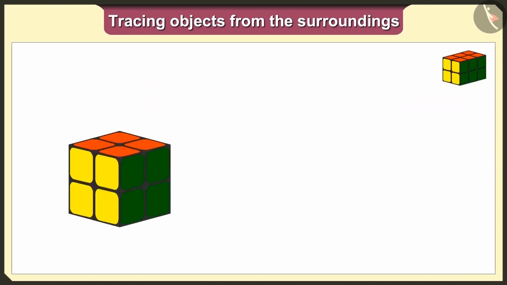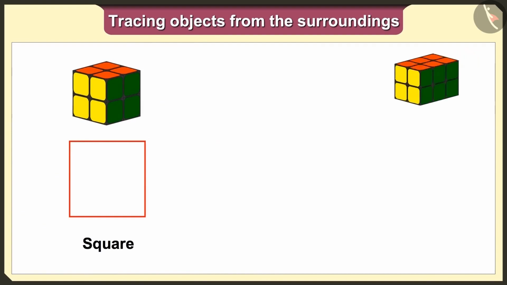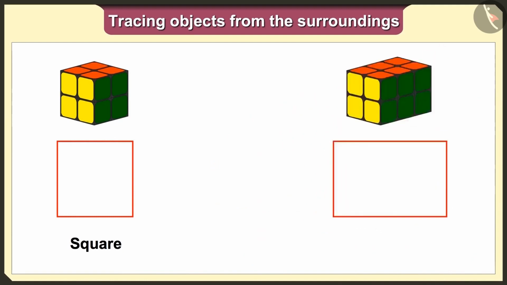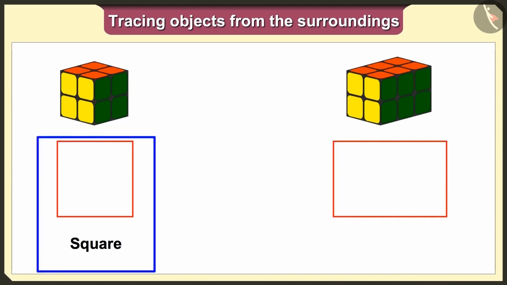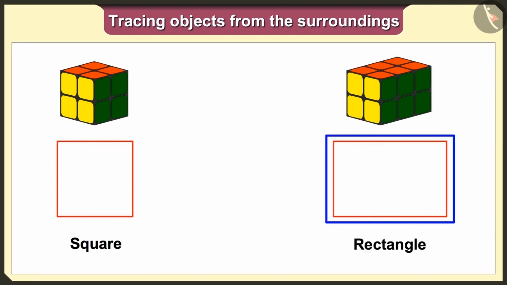If we keep this cube toy on paper and trace it, then we will get the square shape like this. And if we keep this cuboid toy on paper and trace it, then we will get the big square shape like this. Oh, Tallman, we will get the square shape if we trace this square toy. But when we trace this cuboid toy, we do not get a big square shape, but we get a rectangle shape.